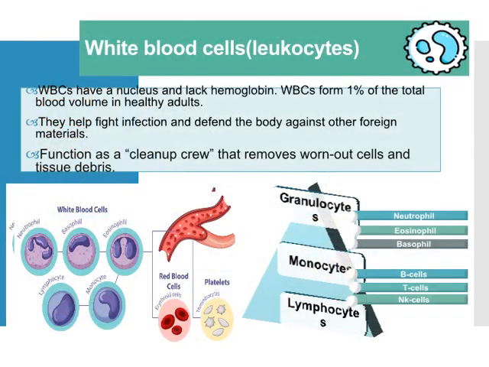WBCs have a nucleus and lack hemoglobin. WBCs form 1% of the total blood volume in healthy adults. They help fight infection and defend the body against other foreign materials. They function as a cleanup crew that removes worn-out cells and tissue debris.